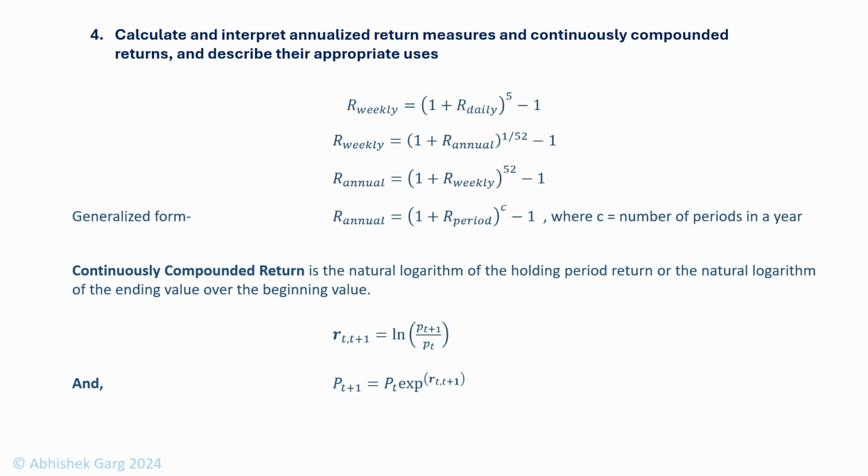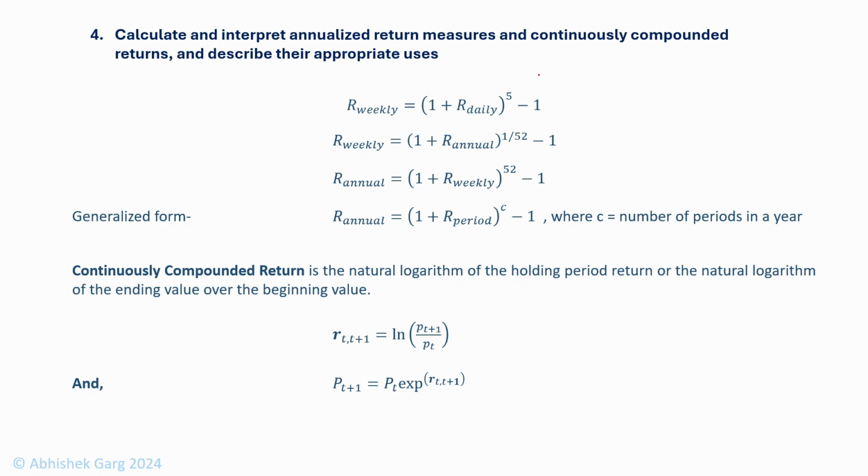Next learning outcome statement is calculate and interpret annualized return measures and continuously compounded returns and describe their appropriate uses. So these are some formulas that you need to remember.